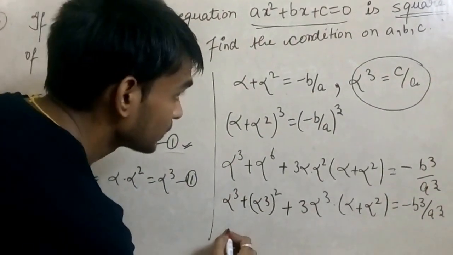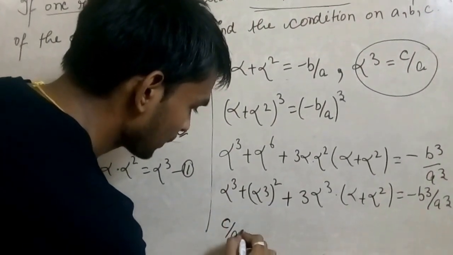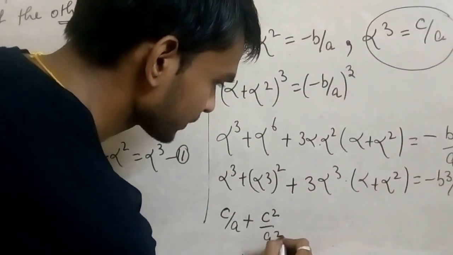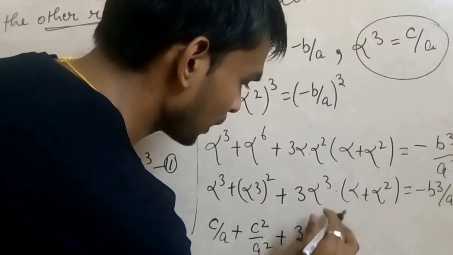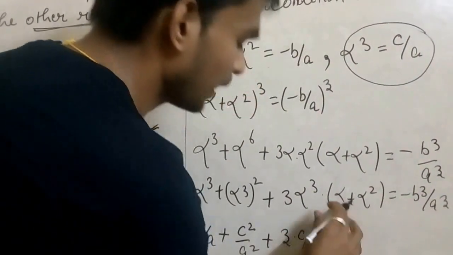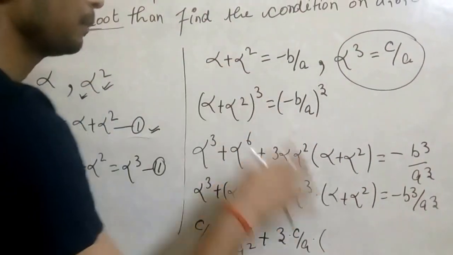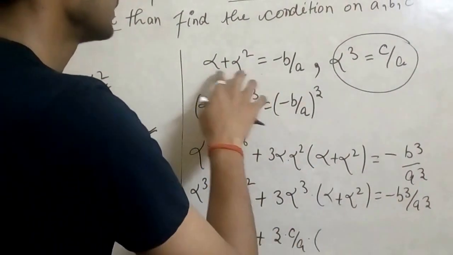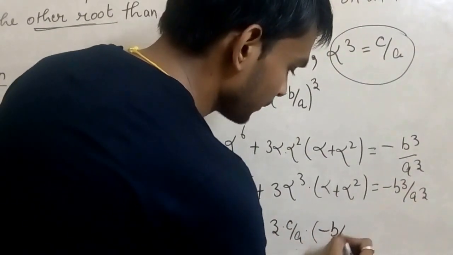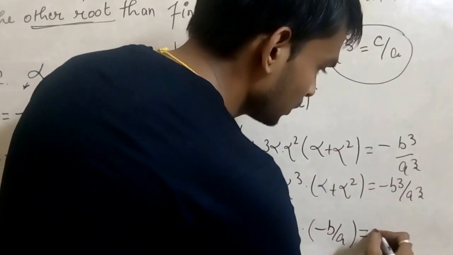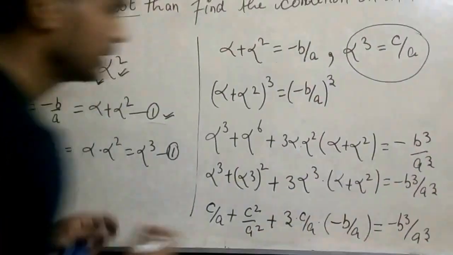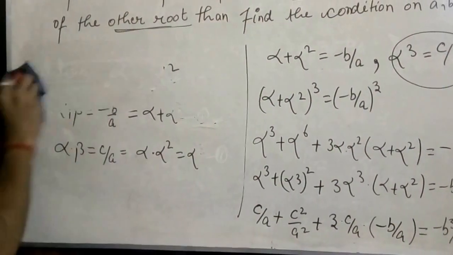Then we get c by a plus alpha cube whole square, meaning c square by a square, plus 3 times alpha cube, meaning 3 times c by a, and alpha plus alpha square, which equals minus b by a. This is equal to minus b cube divided by a cube. Then solve this equation.